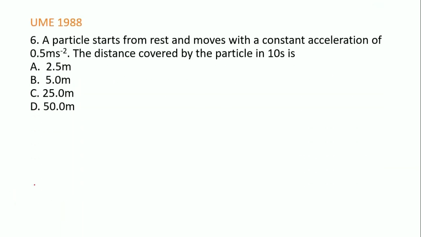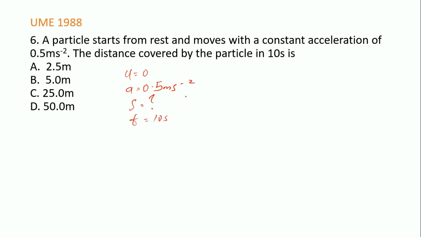So we're done with that. The next one is 1988, question number 6. A particle starts from rest and moves with a constant acceleration of 0.5 meter per second square. The distance covered by the particle in 10 seconds is, so the particle starts from rest, u equal to 0, and moves with a constant acceleration of 0.5 meters per second square. The distance covered, that's what we're looking for, in 10 seconds.